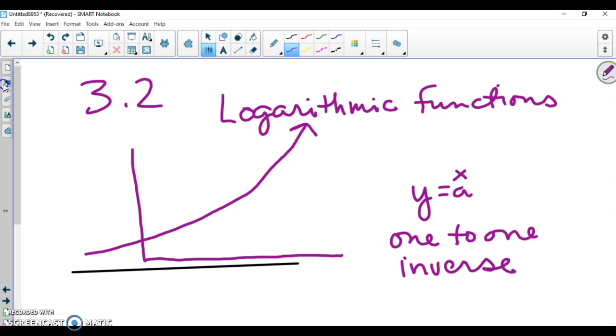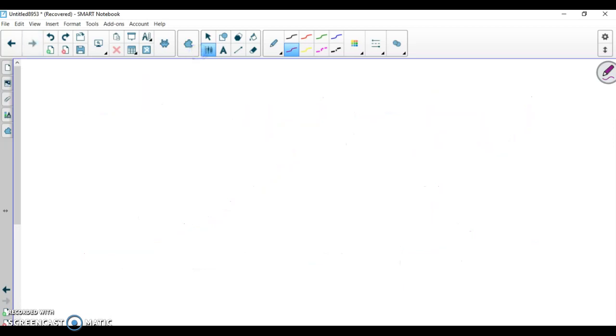Well, we talk about the log functions in relationship to the exponential functions because they are indeed inverses of one another. And we're going to be looking at that fact and how it applies to us.